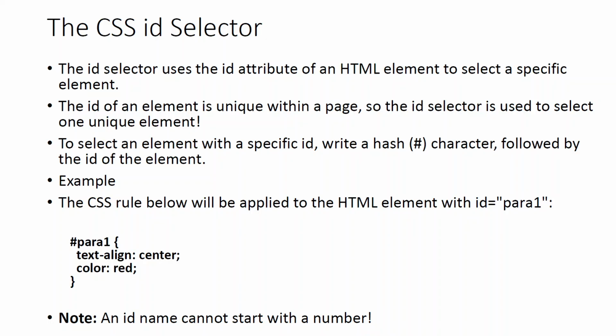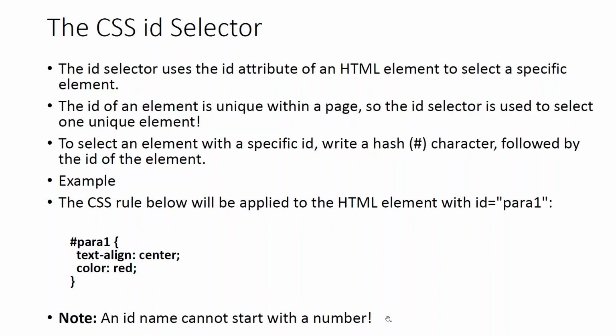So to do that, we're going to select that specific element using the ID. We're going to write the hash sign first, and then we are going to follow by the ID of that particular HTML element. So the value of the ID attribute in that HTML tag is what we're going to use as the name of the ID.